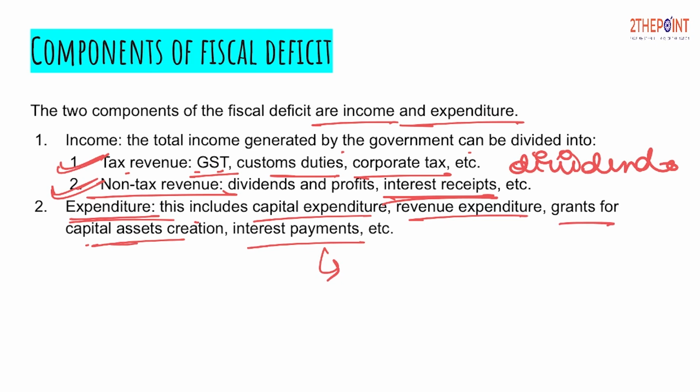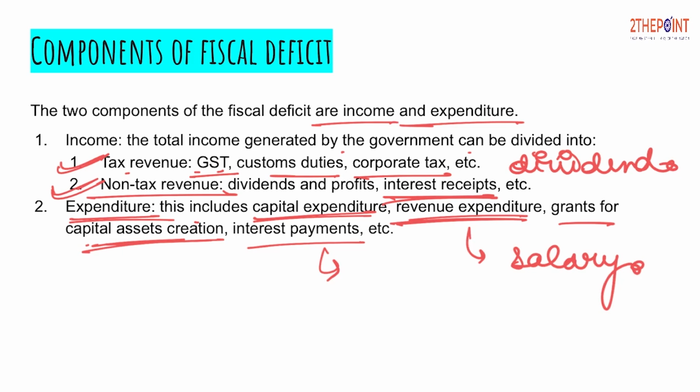Grants given for capital asset creation. If the government is giving grants for creating capital asset in any village or any state, that comes under expenditure. The capital expenditure, as I told, is infrastructure development, creating roads and defense equipments, and the revenue expenditure is salary of the government employees. So that all comes under revenue expenditure.